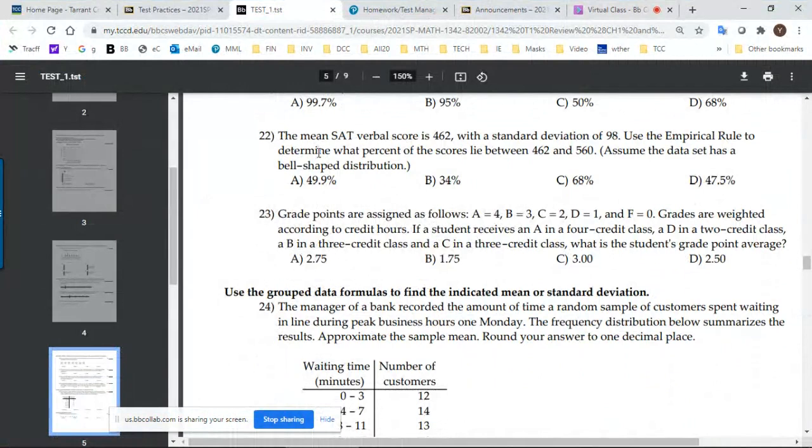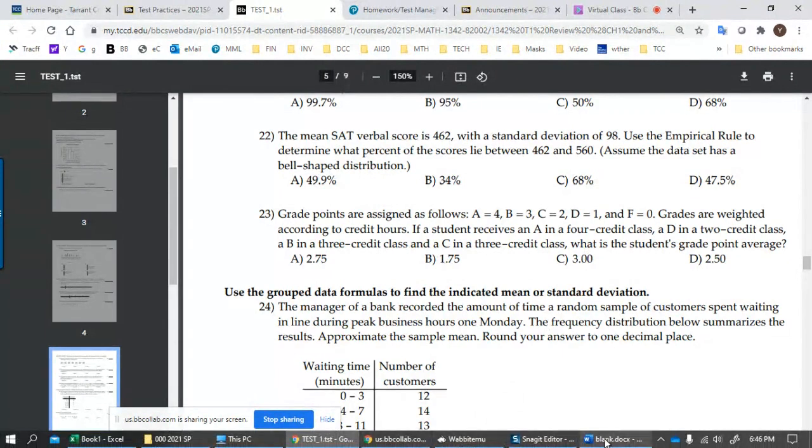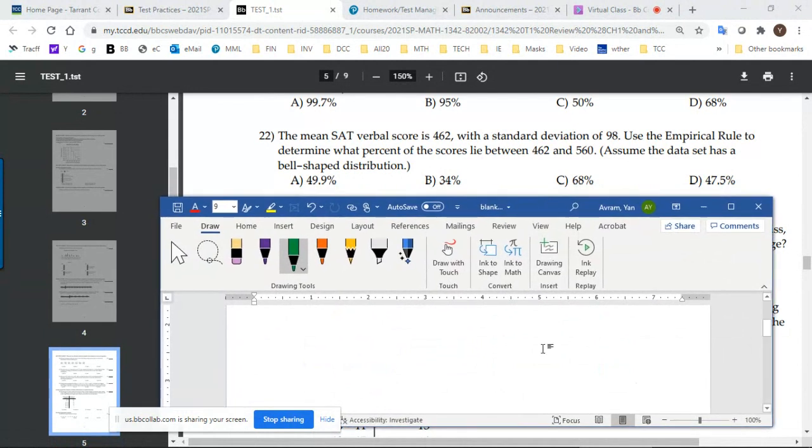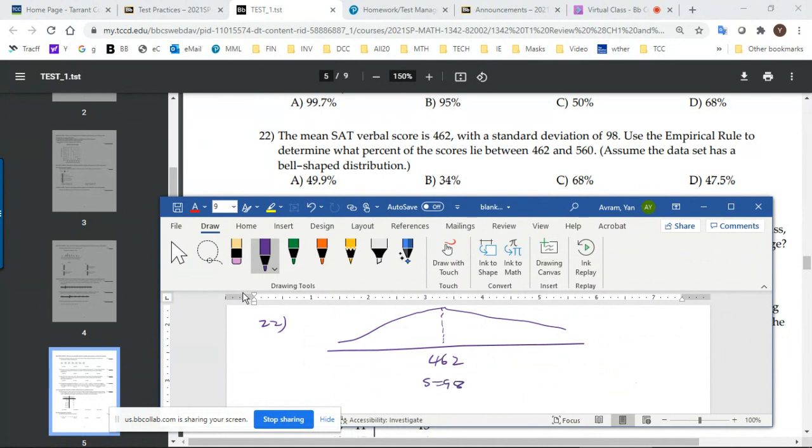Okay, if you look at 22, let's do one more in here. Very similar. You have an SAT verbal score of 462, standard deviation is 98. Use the empirical rule to determine the percentage of the scores between 462 and 560. So how many percent will that be? All right, so number 22 in here, and then we can draw a little bell curve. My mean here is 462. Standard deviation here is 98, right?